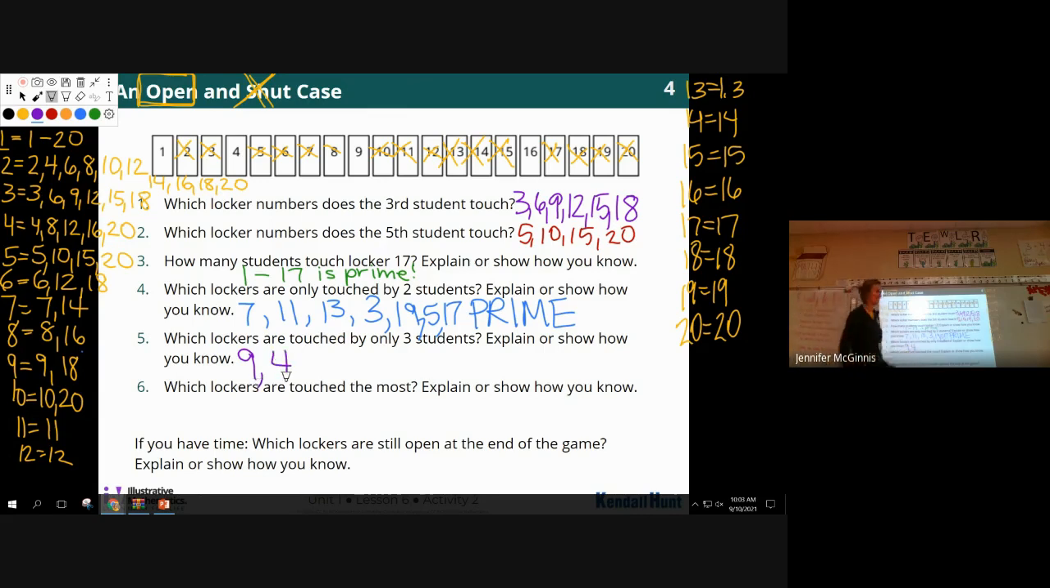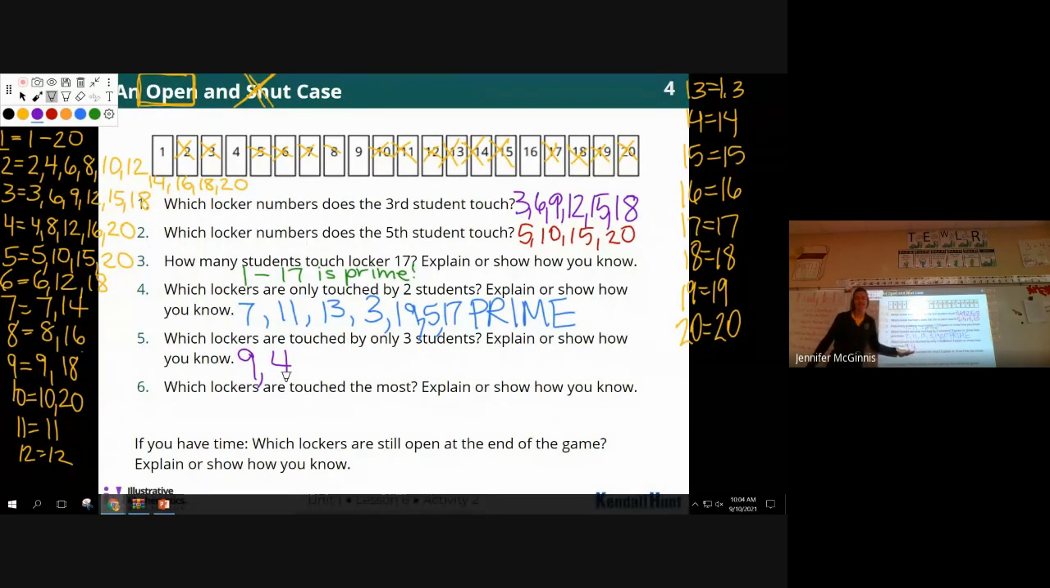Oh, I'm starting to get excited about this. What else? 14. 1, 2, 3, 4. It's just like a guessing game. It's not a guessing game at all. We are thinking about something and then we're checking our work.